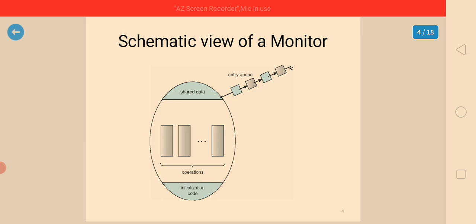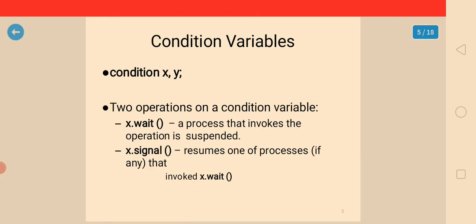So here in this diagram we can view shared data, which means the resources, and processes. Entry queue, the number of our resources are in the queue, and below are the given operations, wait and signal, which we are going to use because of process synchronization. And finally the initialization code. So next one, condition variables, the conditions x and y, these two variables we are going to use.